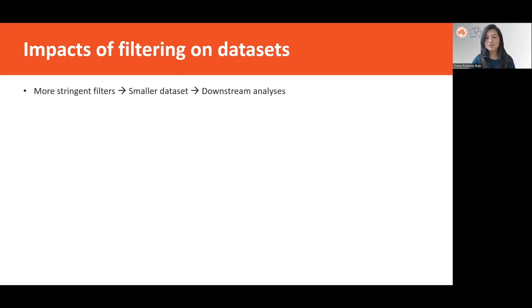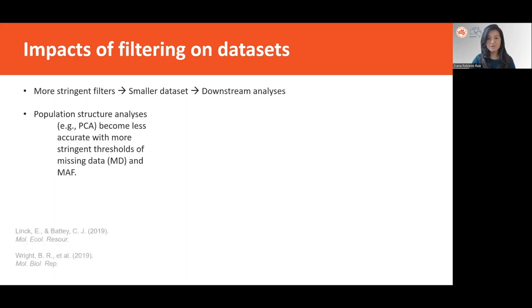When more stringent thresholds are set, fewer loci are likely to pass the threshold, and more loci will be removed from the dataset, leaving a dataset that is comparatively smaller. This is likely to impact downstream analysis. For example, analyses that are used to detect population structure, such as principal component analysis, tend to become less accurate with more stringent thresholds. This is true for both missing data and minor allele frequency filters.